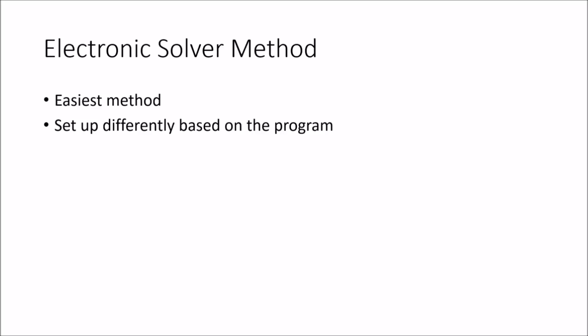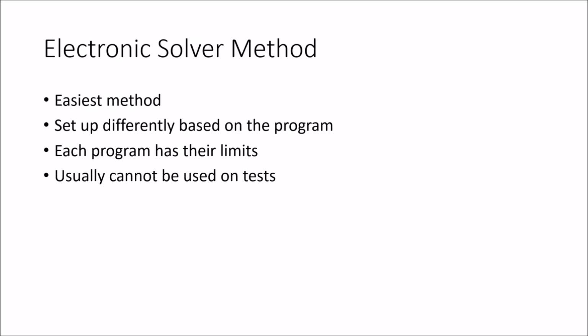The electronic solver method is by far the easiest way to solve multiple equations. I will be showing you how to do it in Mathematica, a program provided to all students of BYU-Idaho. You can search on the BYU-I website for instructions on how to download and install it. There are other electronic solvers, like apps that can be downloaded to calculators, and MATLAB. Some things to keep in mind about electronic solvers: they are usually the easiest method to find your answers. Often they can be set up differently based on the program, and each program has its own specific limits. It's also a good idea to note that they cannot be used on tests. Now I'll go ahead and show you how to do the same example problem in Mathematica.